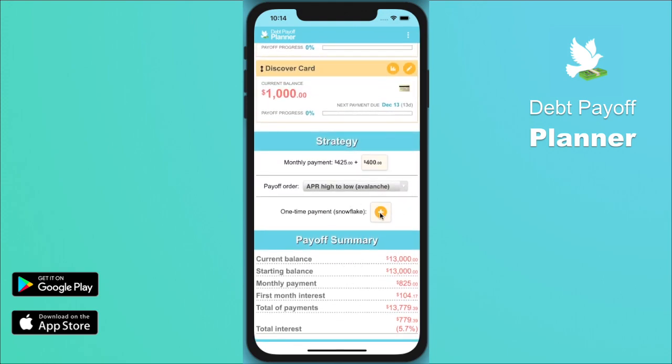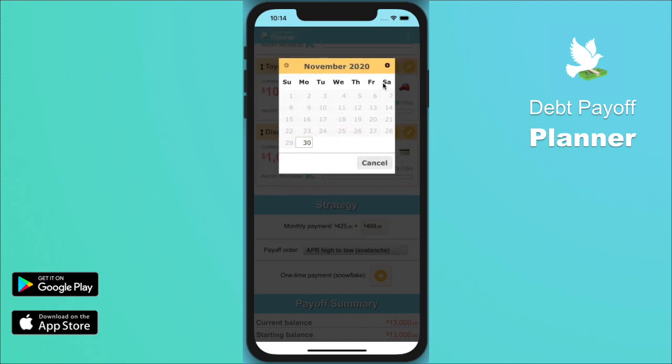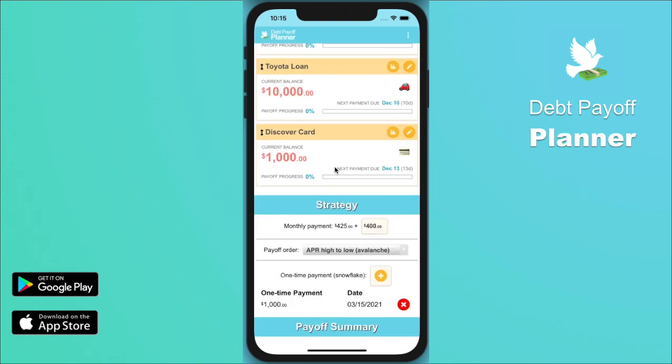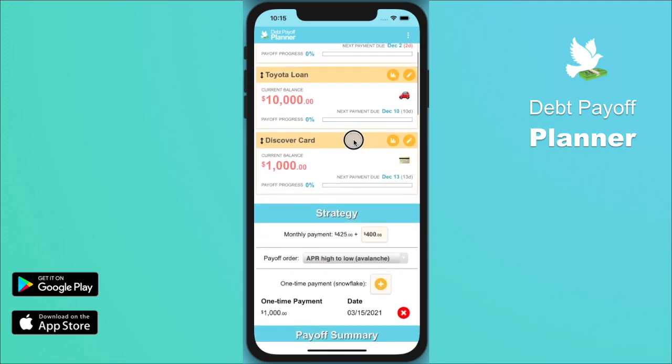One other thing to mention is, let's say you have a one-time payment, like a debt snowflake, what they call a debt snowflake. And it's basically like, let's say you get a tax return in March. Let's say the tax return is $1,000 and you're going to use that to pay down your debt. So you can go ahead and put that here in this debt snowflake area. So let's say March 15. Okay. And so now it's going to go ahead and use that to accelerate your plan as well. So that extra $1,000. So now instead of April of 2022, now you're down to March. So you shaved off another month.